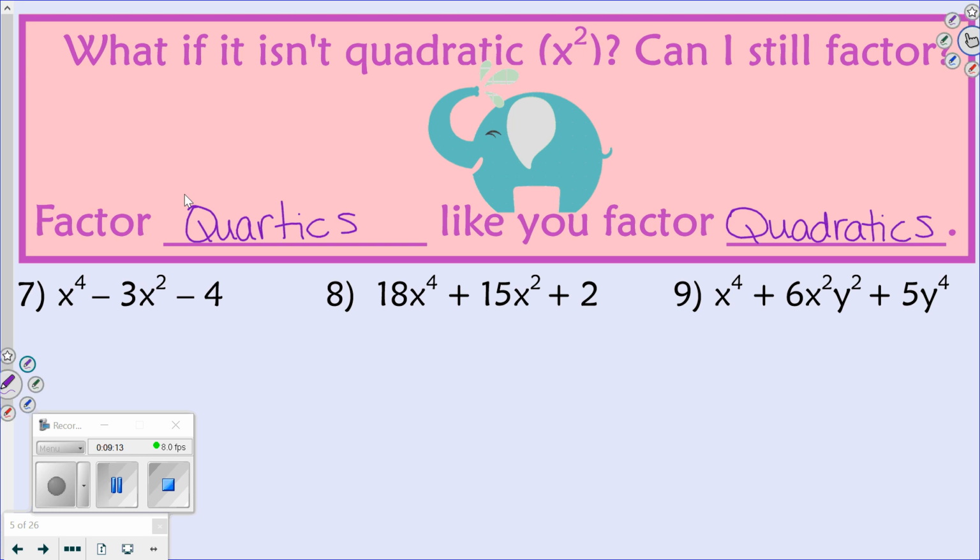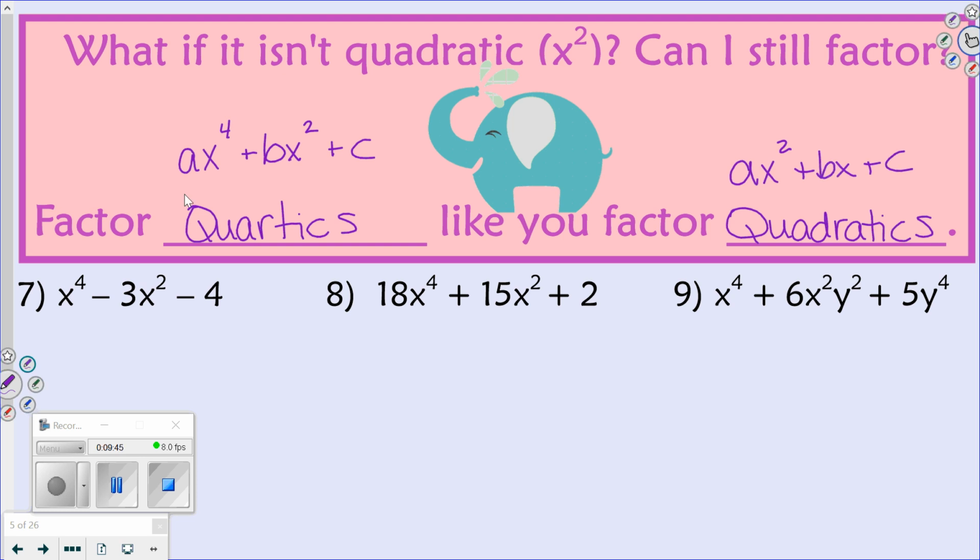All right, so number 7, notice it is quartic. I can't pull a GCF out of here to change this, right? They don't all have an x to take. There's not a number that goes into all of them. There is no GCF. So quartics will follow just like quadratics. So quartics are going to be more like ax to the 4th plus bx squared plus c, whereas quadratics, ax squared plus bx plus c.